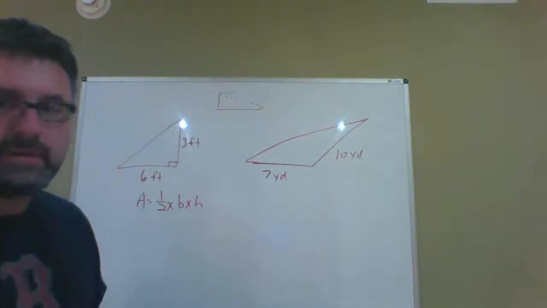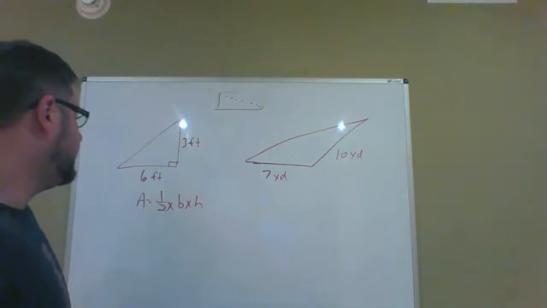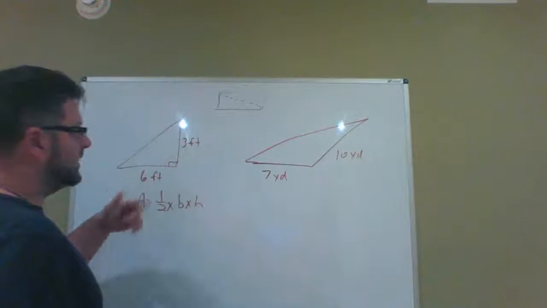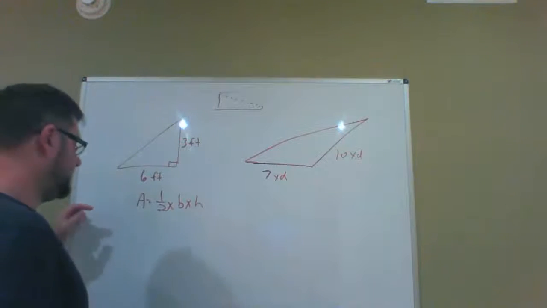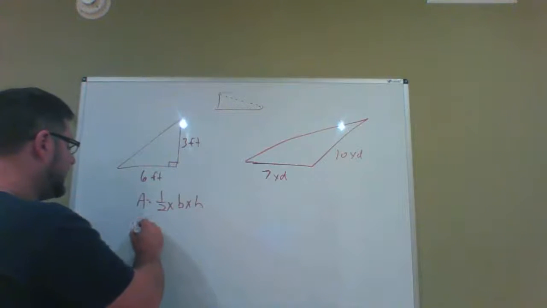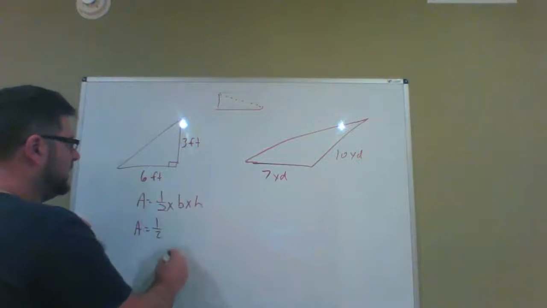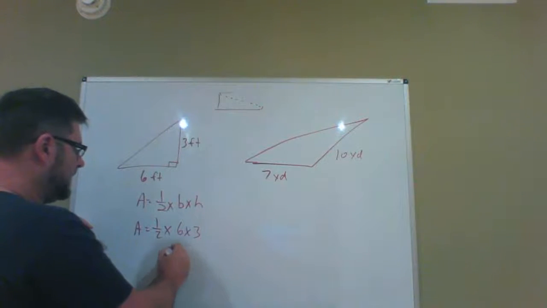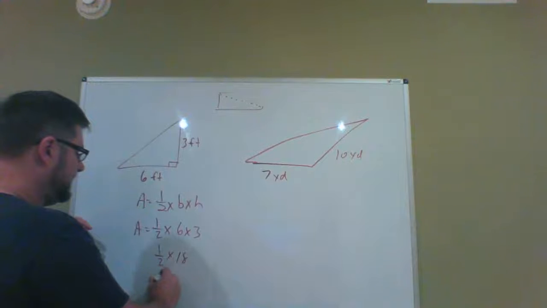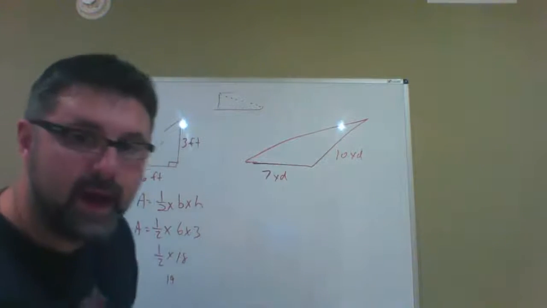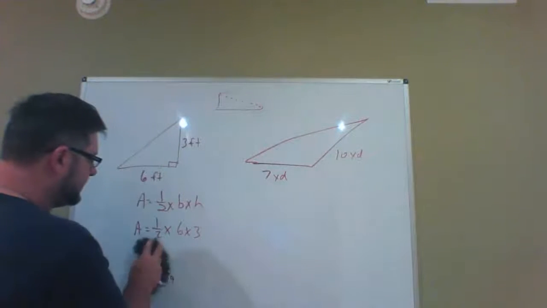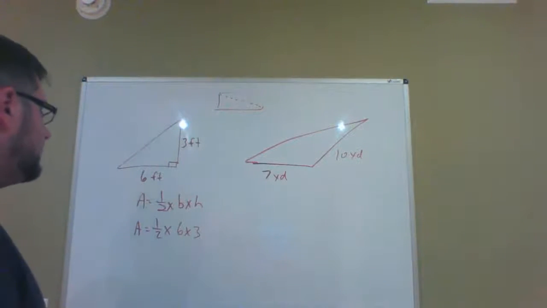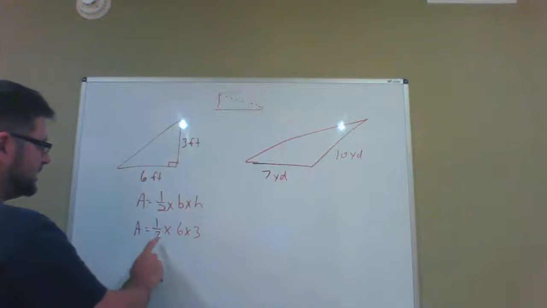Now, if you remember from class, we said that one thing that makes it a lot easier is you can call this the base or this the base. It doesn't make a difference. Any side can be a base. But we said that a good strategy might be you could go 6 times 3 is 18, and half of 18 is 9. You could do that, but if the numbers get a little big, sometimes it gets a little difficult.